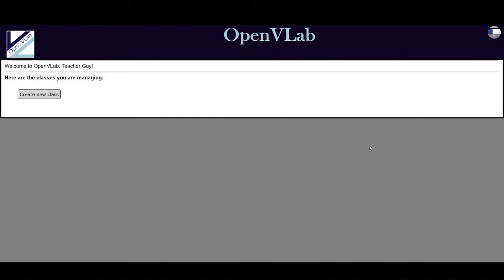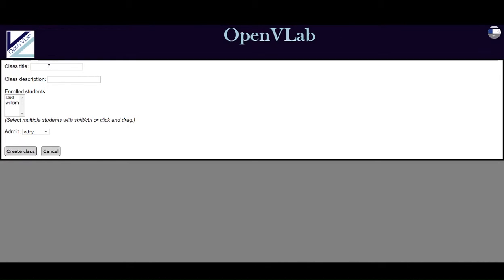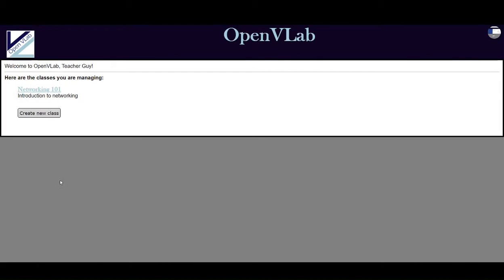As a teacher, our homepage looks a little bit different. We now have a Create New Class button. Here, we can enter a class title, a class description, and we can select students for the class, as well as the class administrator. Now, the class that we have just created appears on our home page.